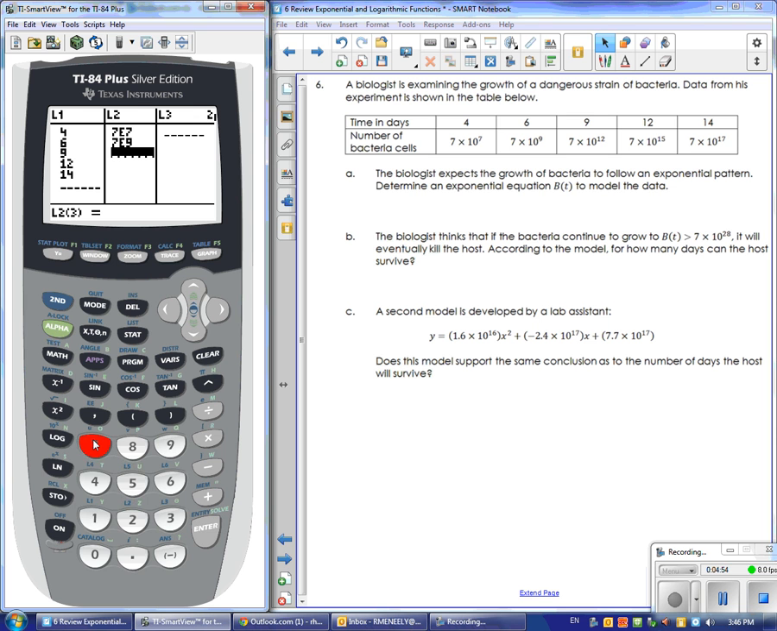7 times 10 to the 12th. 7 times 10 to the 15th.